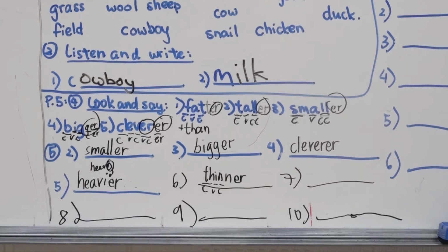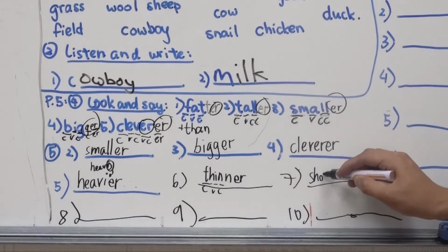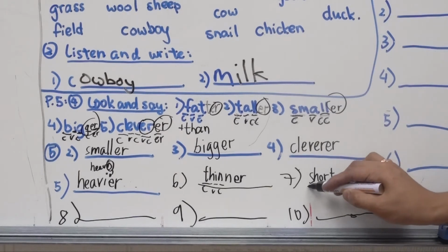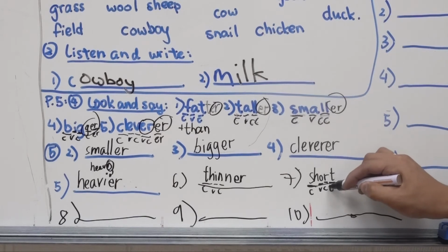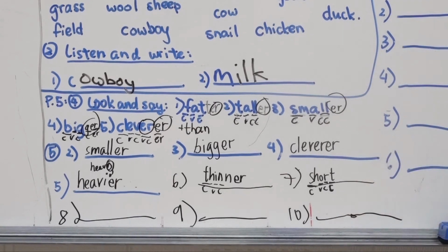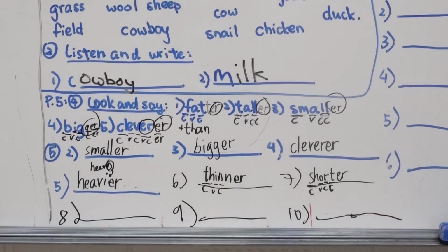Next one is short. S-H-O-R-T. Let's try to look at this one. Sh, one sound. O, one. R, two. And T. Sorry, C. Short. So CVCC, it's four, more than three. So we cannot put another T. So we only need to put ER. Shorter.